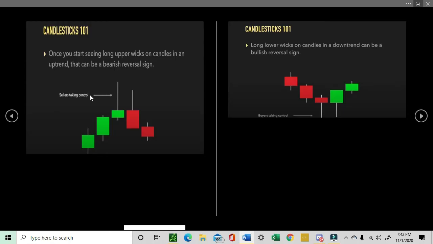If we look at the right side of the screen, we'll see the long lower wick on candles in a downtrend can be a bullish reversal sign. We're coming down, pulling down. Let's say we come to a support line, about here. We have closed here, but it came down. Sellers pushed the price down, but buyers came, pushed it back up, and closed the price here. Opened here, sellers tried to push it down, but what happened?